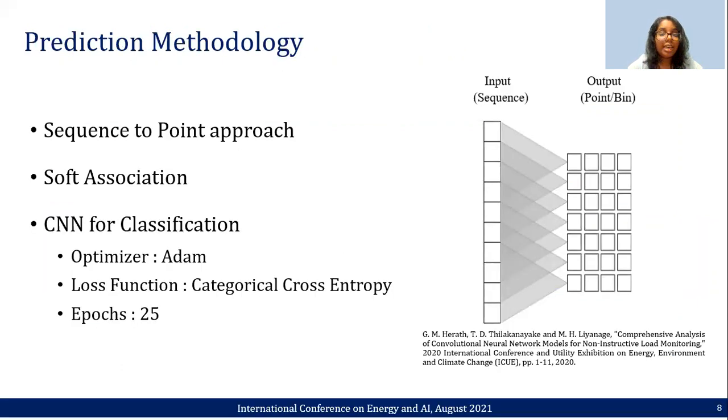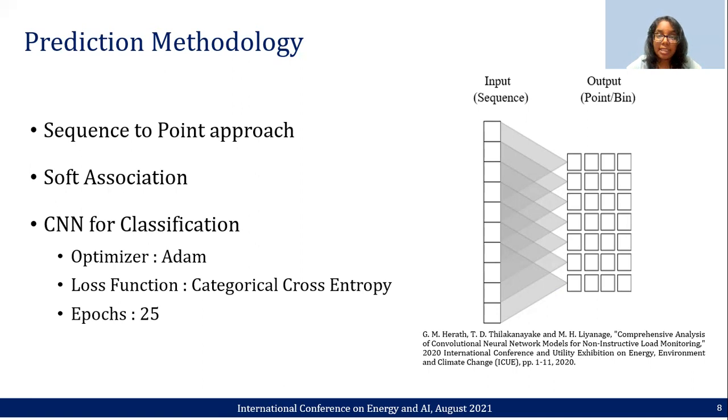Afterwards, in order to predict appliance-wise energy consumption, a sequence-to-point classification-based approach was used, resulting in the input window being mapped to a single point on the output window, which is illustrated in this figure. A soft association method was used such that the probabilities of the prediction were assigned to each output, in contrast to a hard association method where only a single output bin is selected.